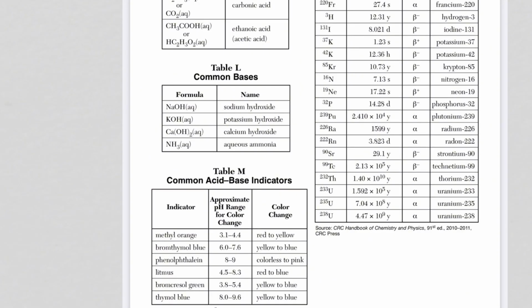Here on reference table L, we see that aqueous ammonia has the formula NH3. Now, that's a long shot. More than likely, you should memorize that ammonia is NH3, methane, for example, is CH4, water, hopefully you know, is H2O. Those are common molecules that we deal with a lot throughout the course. Now we got to draw a Lewis structure for NH3.